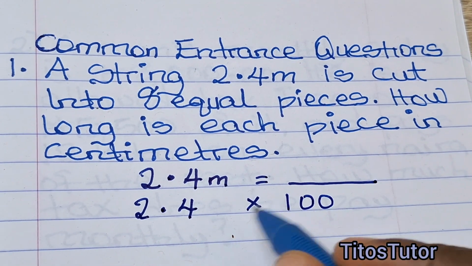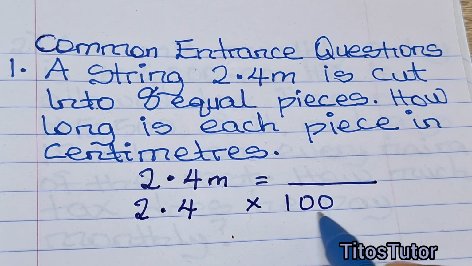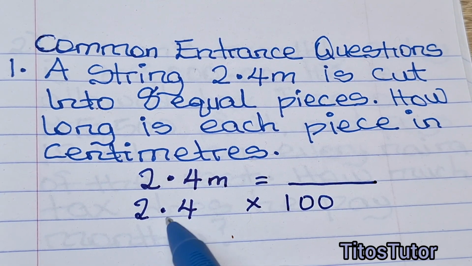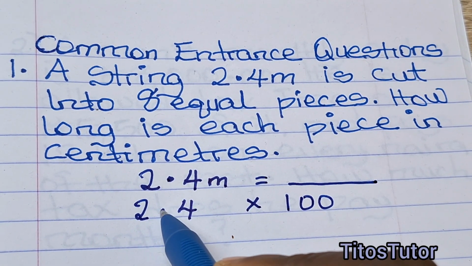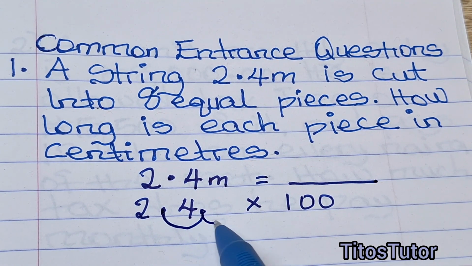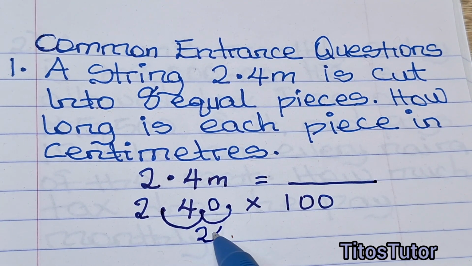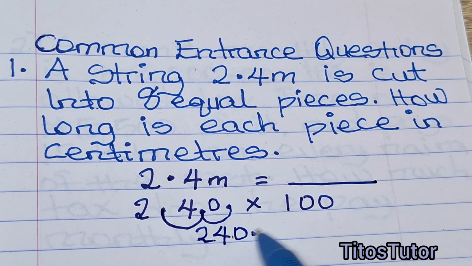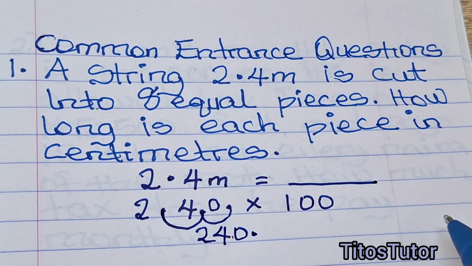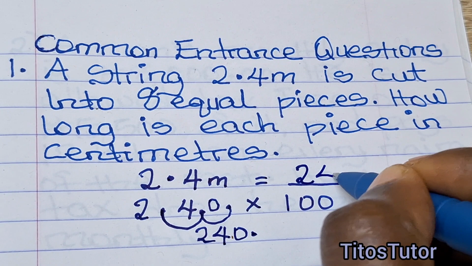Can you see? I left space because when I'm multiplying by 100, which has 2 zeros, and it is a decimal, all I have to do is shift my decimal place 2 places to the right. 1, 2. So my new decimal place is right here, which is 240 centimeters.